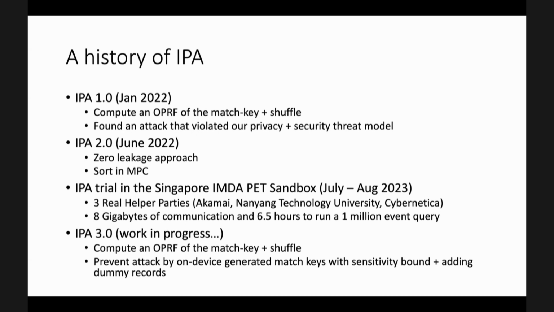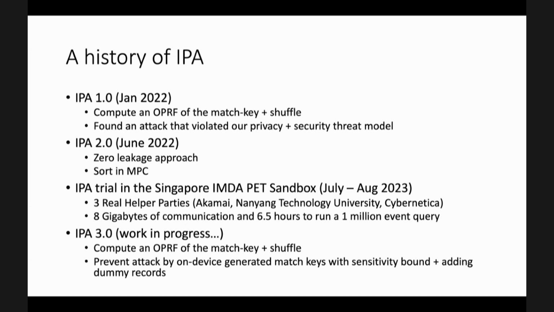So now we're working on the newest version of IPA, where we're sort of back to the original design. Once again, it's based on an OPRF of the match key and a shuffle, but we found a way of mitigating that original problem. The way we can prevent this attack is by having the device generating these encrypted match keys enforce a sensitivity bound, where it keeps track of the number of encrypted match keys that it's given out. Once it reaches that limit, it just stops giving you new ones. It gives you encryptions of garbage, like random numbers.